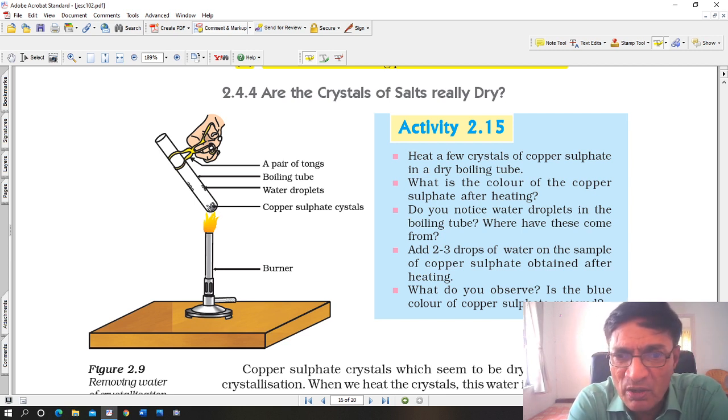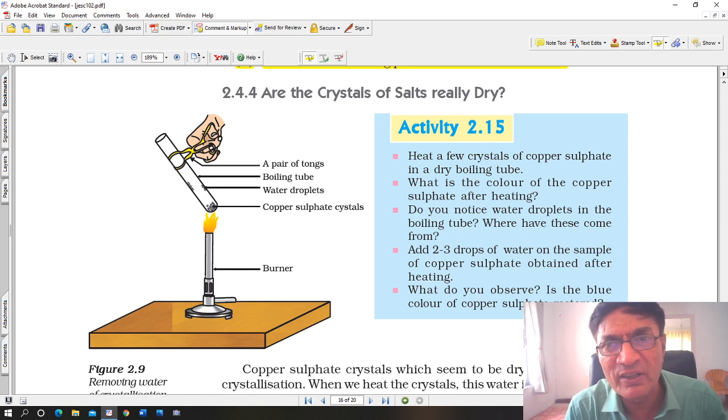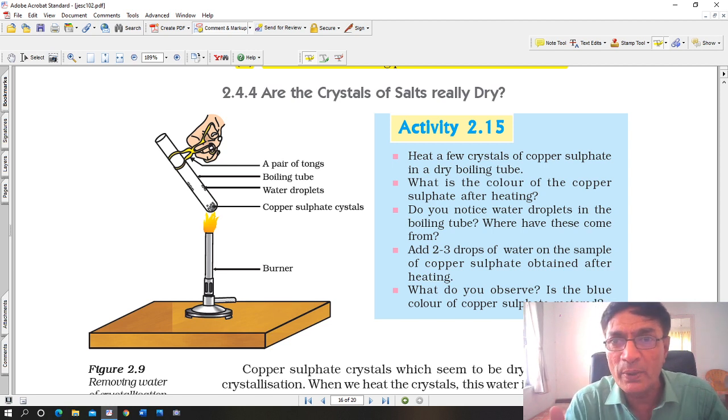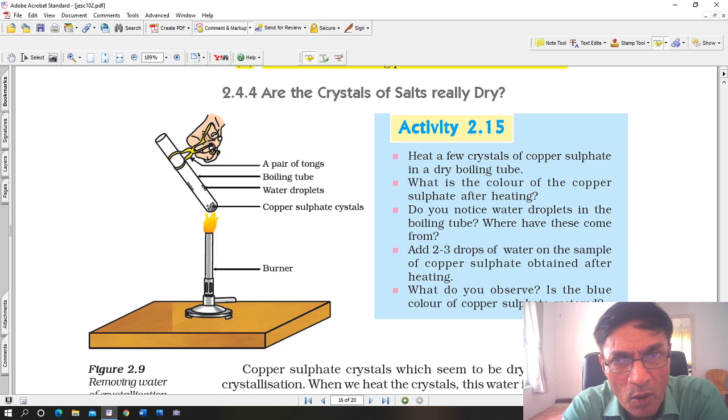Water droplets. When you boil crystals of copper sulfate, these crystals contain water molecules. So as soon as you start heating it, you will see droplets of water on the inner surface of the test tube. The water begins to evaporate from the copper salt. Heat a few crystals of copper sulfate in a dry boiling tube or a test tube. What is the color of copper sulfate after the heating?